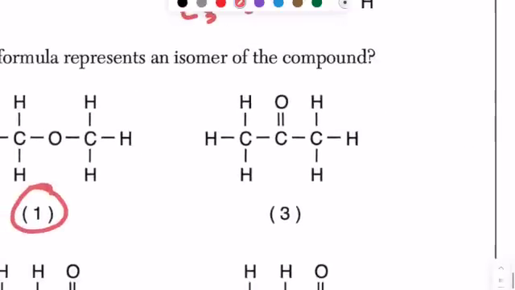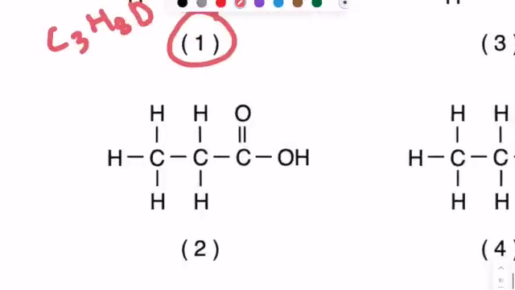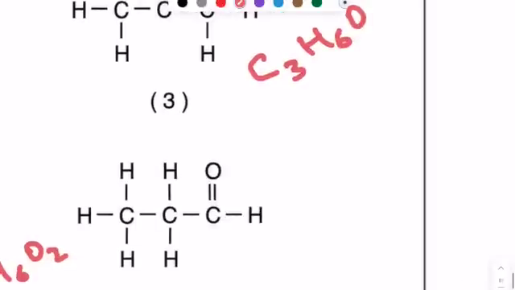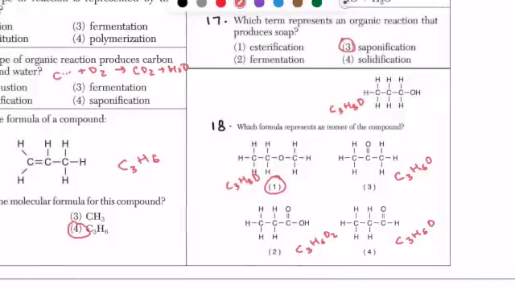And just so you all know, let me also write the formulas of the rest of them. So we have C3H6O, and then we have C3H6O2, and then we have C3H6O again. So these two can actually be isomers of each other.